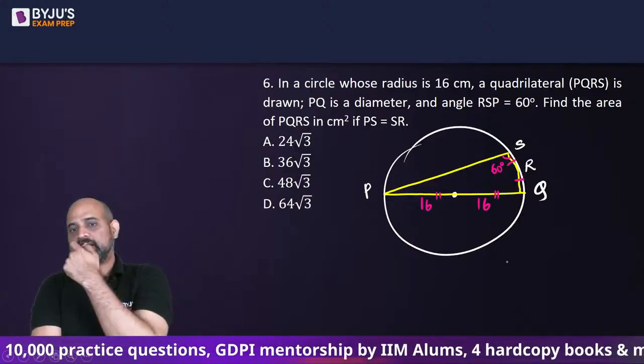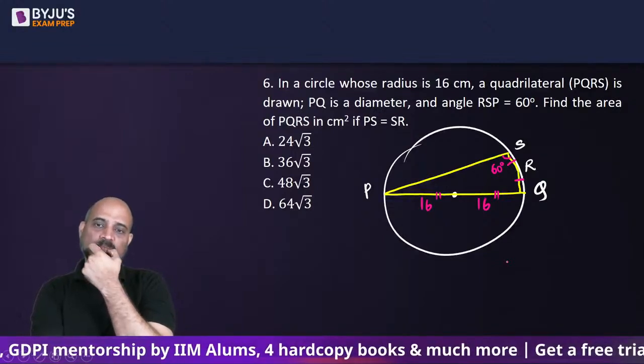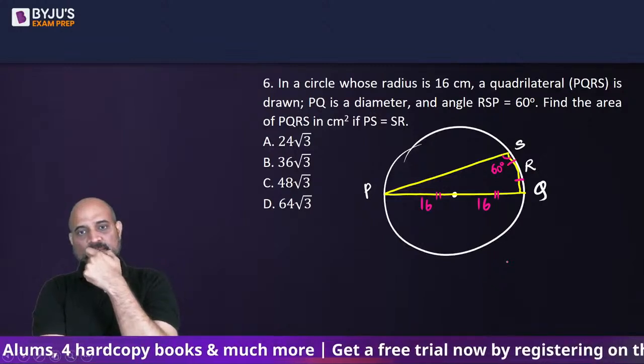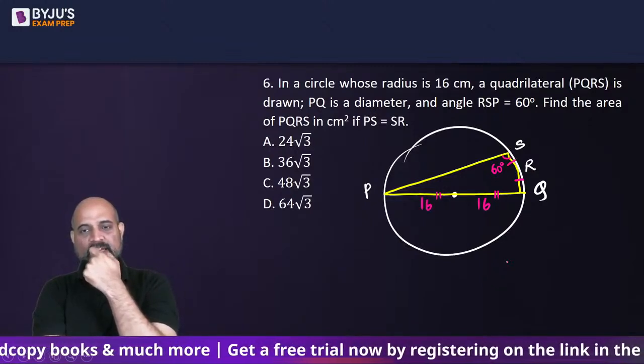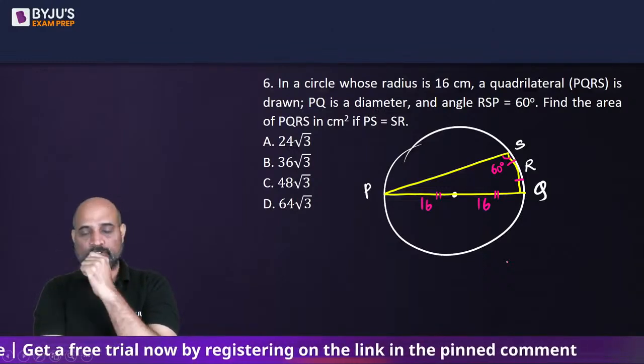Okay, so can we divide this particular quadrilateral into two triangles, PRQ and PRS? Now, PRQ is going to be an equilateral triangle, sorry, a right angle triangle, because at R we will have 90 degrees.